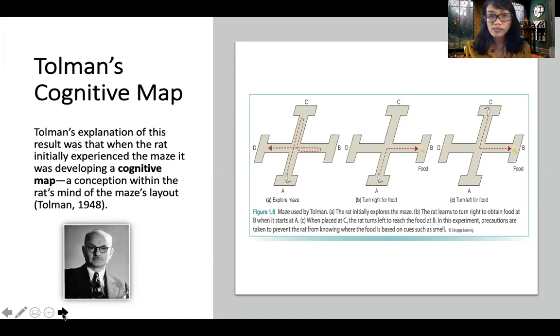However, Tolman took precautions to be sure that the rat couldn't determine the location of the food based on smell, so he placed the rat at point C, and there is something interesting that happened there. The rat turned left at the intersection to reach the food at point B. Tolman's explanation of this result was that when the rat initially experienced the maze, it was developing a cognitive map. It's a conception within the rat's mind of the maze's layout.